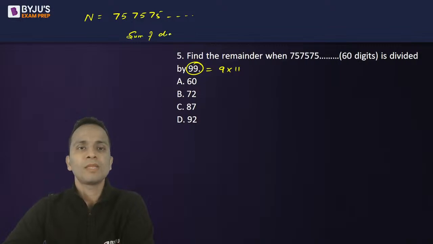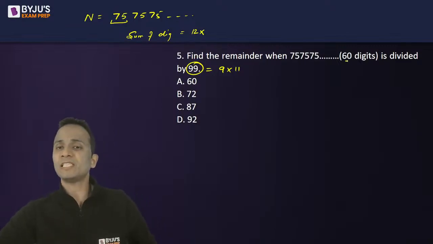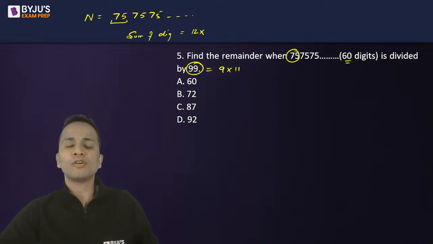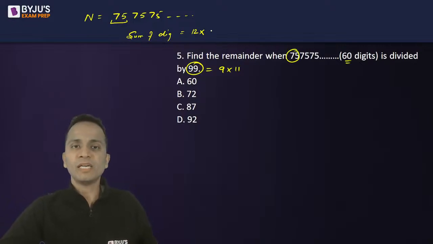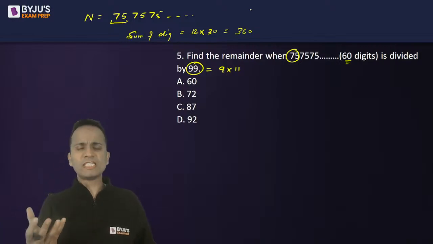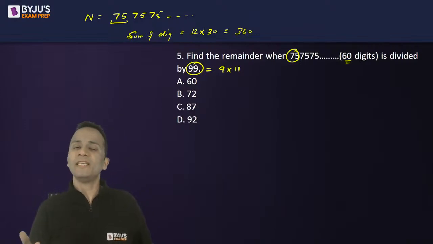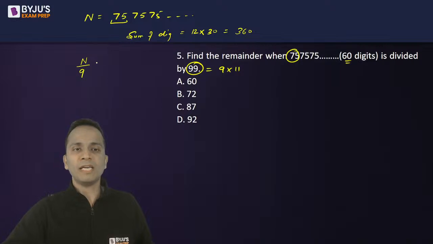Now the sum of the digits: 7 plus 5 is 12, multiplied by the number of pairs. Now 7575 is a 60 digit number, so how many pairs of 75 will be there? There will be 30 pairs. So 12 into 30, that is 360, is the sum of the digits. Now 360 is completely divisible by 9. Yes. So I can say that the number will be completely divisible by 9, which means it will leave a remainder of 0 when divided by 9.